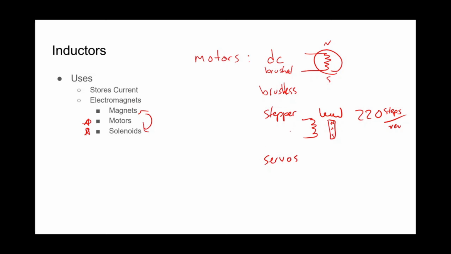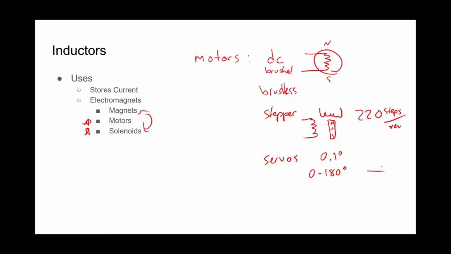Then you have servos. These have higher resolution than steppers, we're talking tenths of a degree. It's really nice, 0.1 degree. They're typically limited between 0 and 180 degrees of motion, though, unless you get continuous.